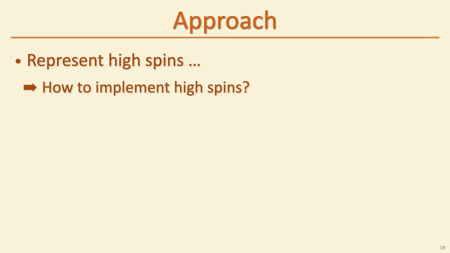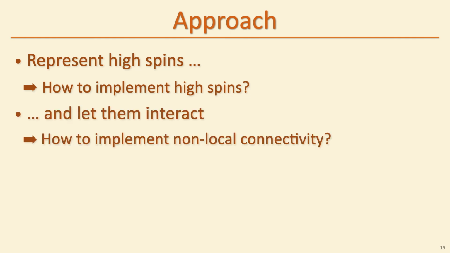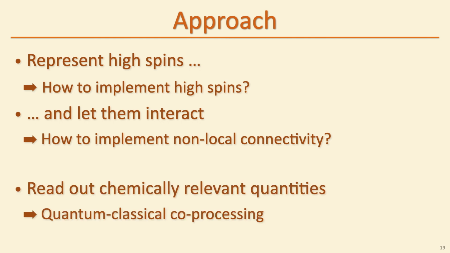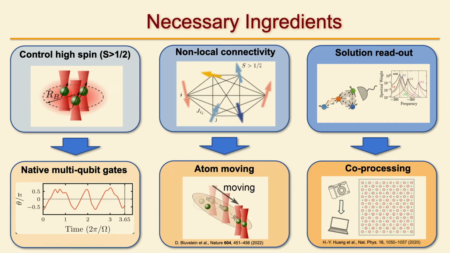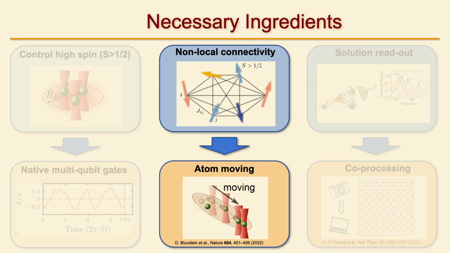Okay, so there are 3 challenges in this problem. The first is how to represent the high spins. So QuDits, but we don't have QuDits, we have Rydberg atoms. The second, how can they interact? Because we need non-local connectivity for this problem. And the third one is how can we actually read out chemically relevant quantities? And for that, we use some heavy quantum classical coprocessing. I will give you a little bit of an idea how that goes. Here are these 3 things.